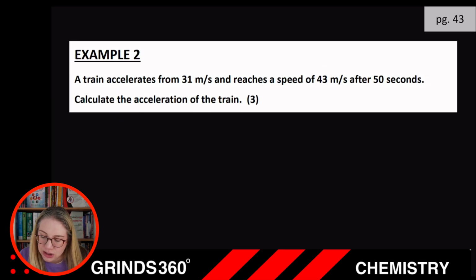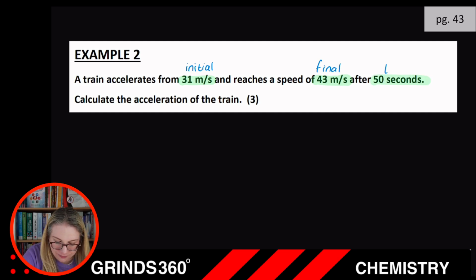Now, worked example number 2. We're just going to do this one. A train accelerates from 31 meters per second. Now, what is that? That is the initial speed. That is what it is starting from. And it reaches a speed of 43 meters per second. So that is my final speed after 50 seconds. That is my time. Calculate the acceleration of the train. So we're going to find this out in meters per second squared.